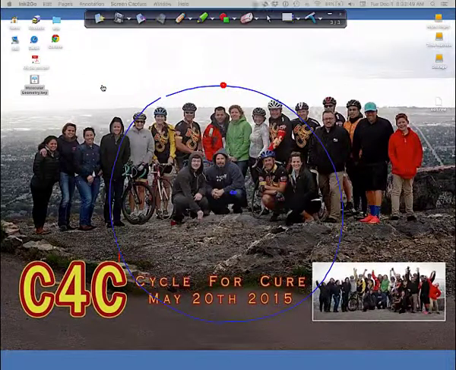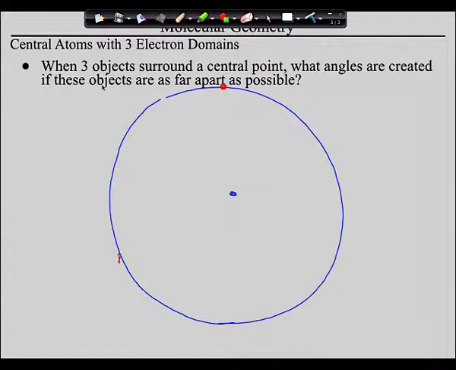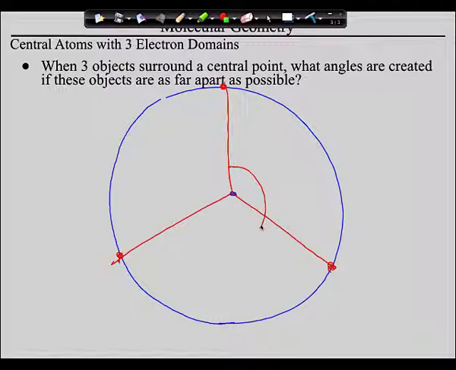Come back. Okay, here we go. So we could put one of them there, and we could put the other one there. And when we connect the dots, we end up with this. And guys, please tell me you know what that angle is. 120 degrees. How about, what's a whole circle? 360 divided by 3, 120 degrees.